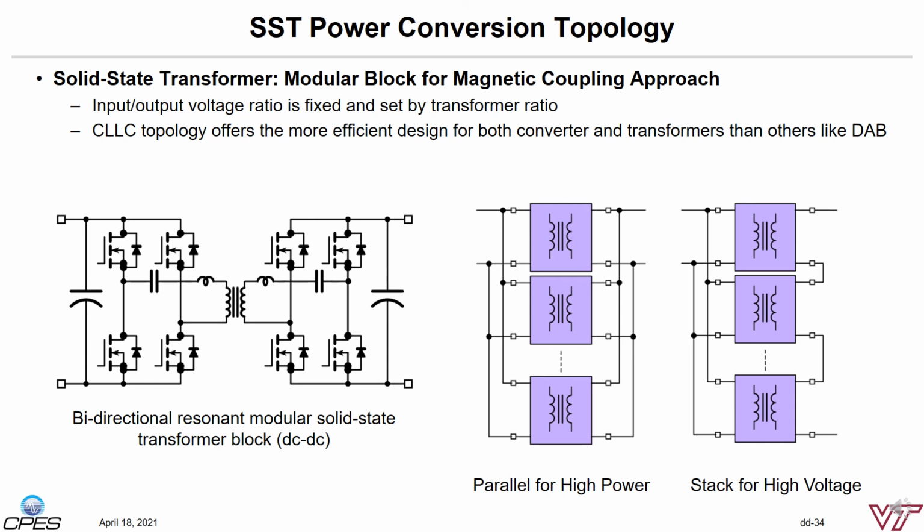CLC topology, as shown in the figure, can be a good candidate. It's basically a resonant converter and offers ZVS and close to ZCS for all the switches for minimal switching loss. It also delivers sinusoidal current to the transformer, which maximizes the efficiency. With such a building block, we can parallel and stack for higher power and higher voltage.